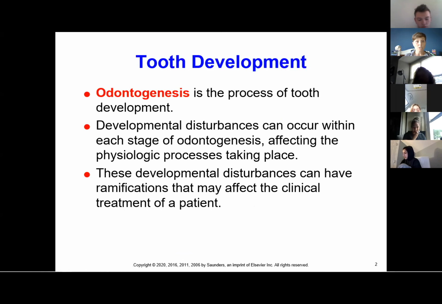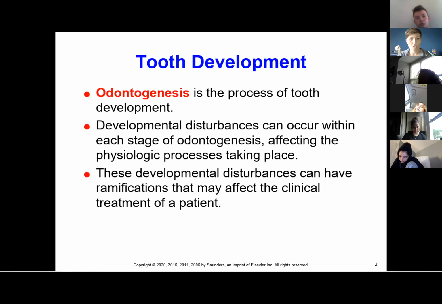All right, so odontogenesis is the process of tooth development. Odonto being teeth, genesis being the development of, right? It is important that we understand the different stages of odontogenesis and the physiological basis of each stage. Developmental disturbances can occur during these stages, and you are probably learning about that because you're doing your developmental disturbances, right?